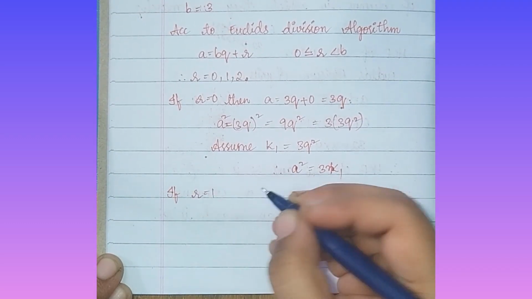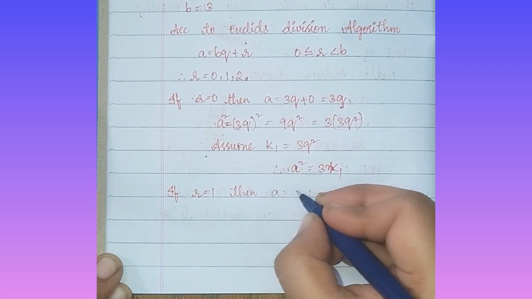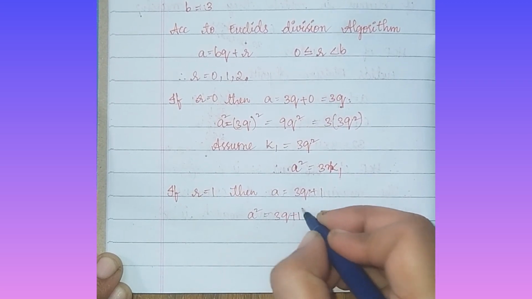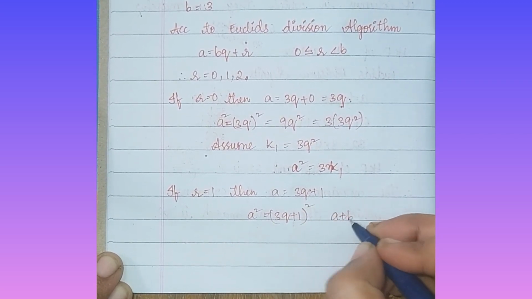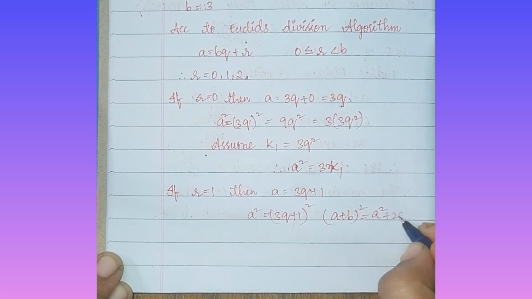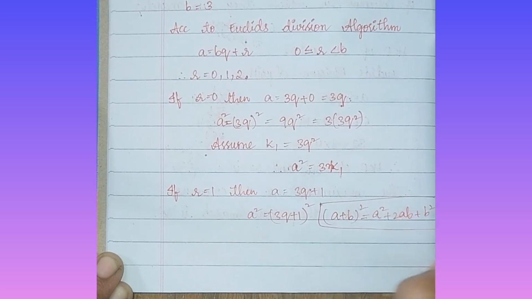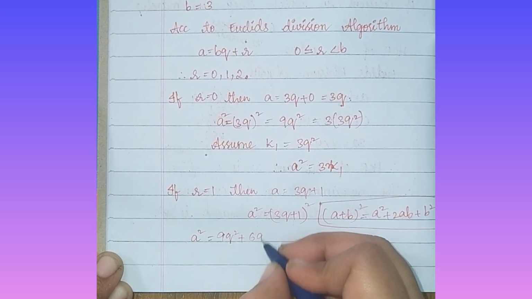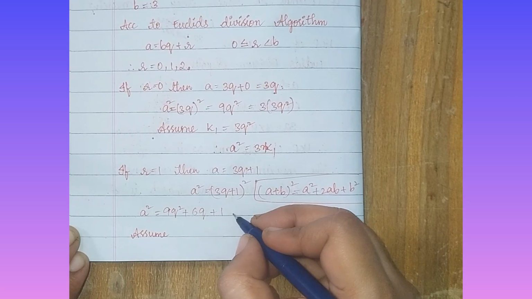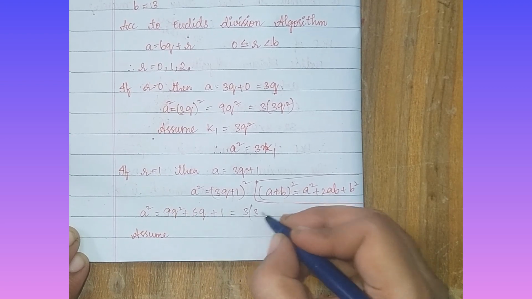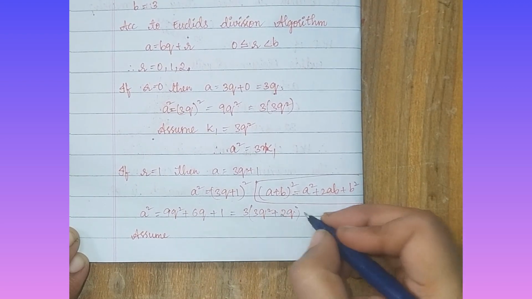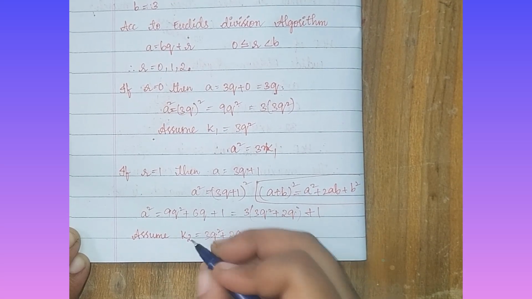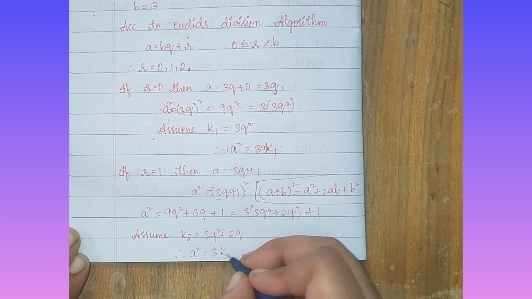If r is equal to 1, then a is equal to 3q plus 1. Squaring on both sides, a square is equal to 3q plus 1 whole square. It is of the form a plus b whole square. The formula is a square plus 2ab plus b square. a square is equal to 9q square plus 2 3s are 6, 6q plus 1, that is equal to 3 into 3q square plus 2q plus 1. Assume k2 is equal to 3q square plus 2q. Therefore, the value of a square is 3k2 plus 1.